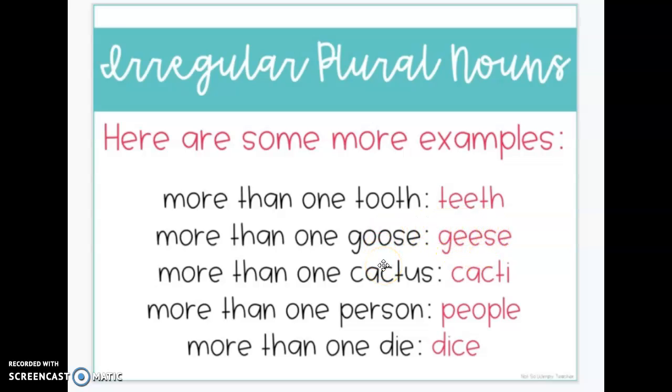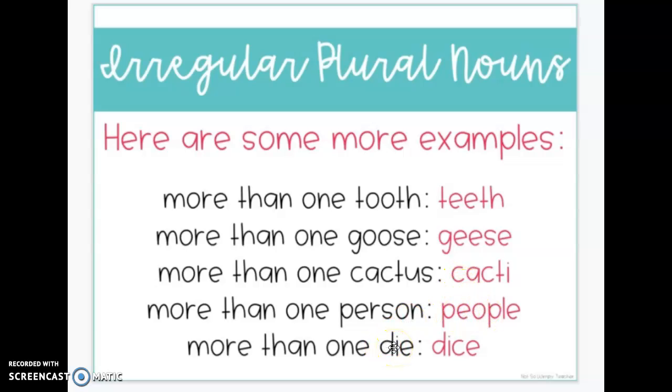Here's where it does not do what tooth and goose do. It is cactus. More than one cactus is changing to cacti. So cacti means, watch out, there's 25 cacti right there. It is more than one. And person, you've all heard this before. If you're doing more than one person, it would be people you're talking about as your plural nouns.